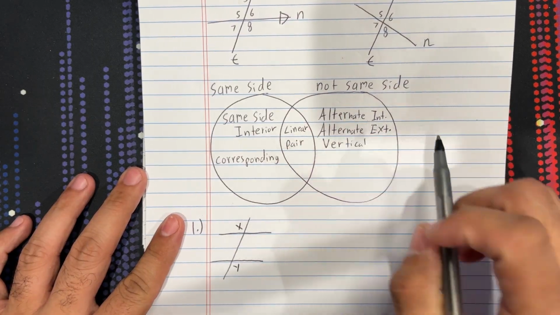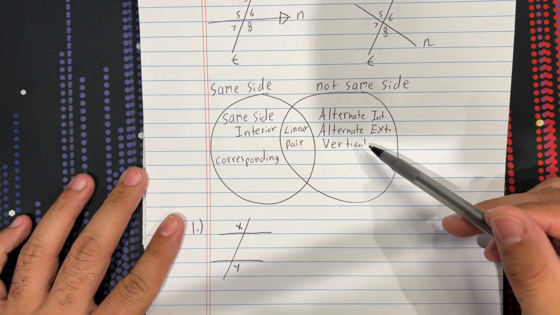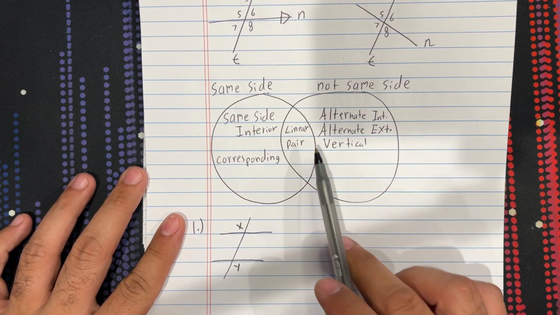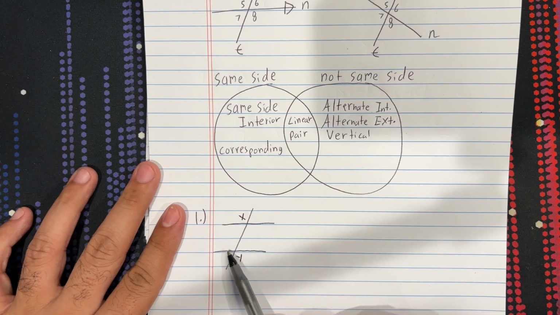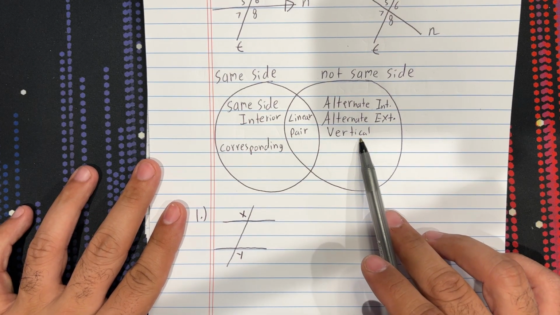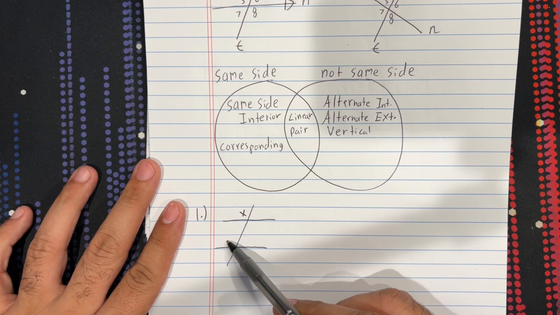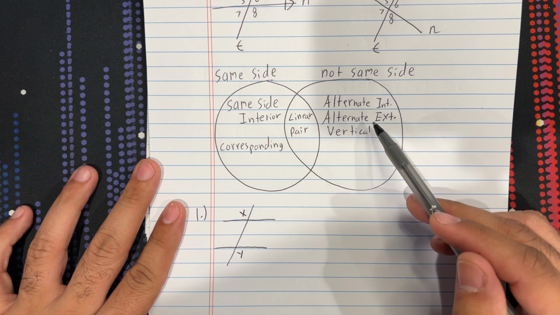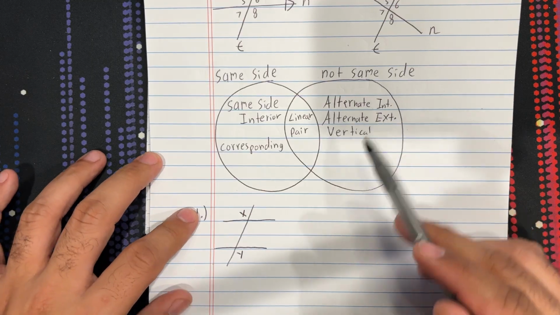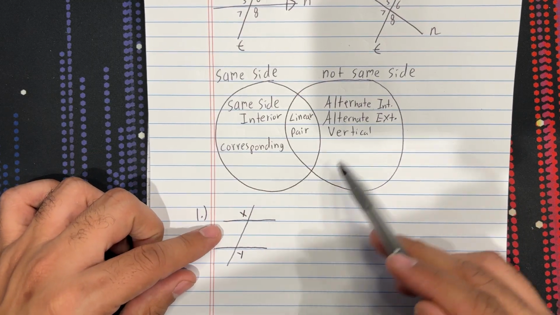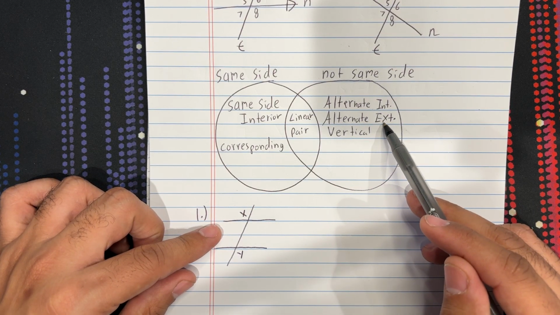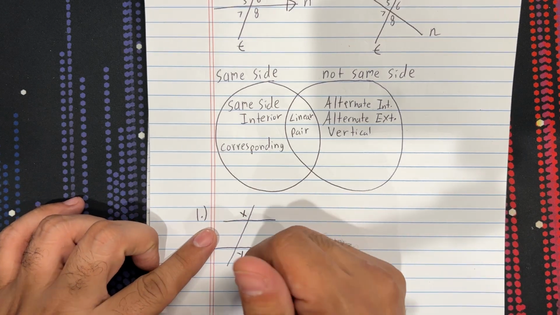We have 4 options now: alternate interior, exterior, vertical, or linear pair. Now, these are not linear pair because they are not next to each other, and they're not vertical. Vertical means that they would be right across each other, such as 2 slices of pizza. Now, in this case, the angles are not inside the 2 lines that were crossed. Therefore, this one's going to be alternate exterior.